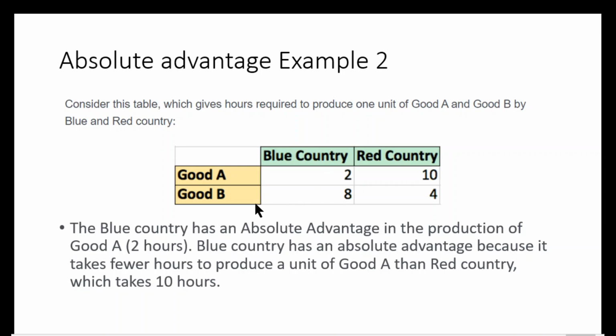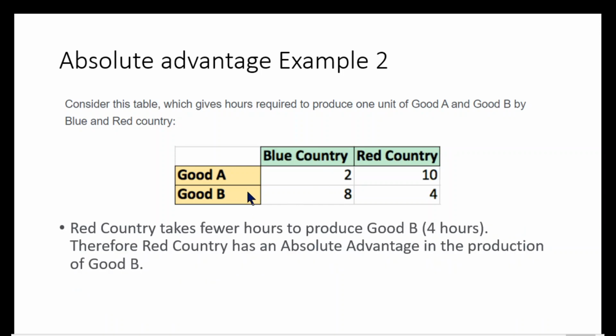Meanwhile, for good B, blue country will take 8 hours to produce one good B, while red country would take 4 hours to produce good B. So between the two country, which country is more efficient? So since red country can finish one good B for only 4 hours compared to blue country, so therefore red country, it has an absolute advantage.